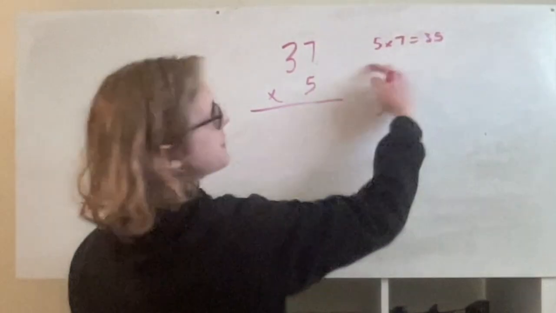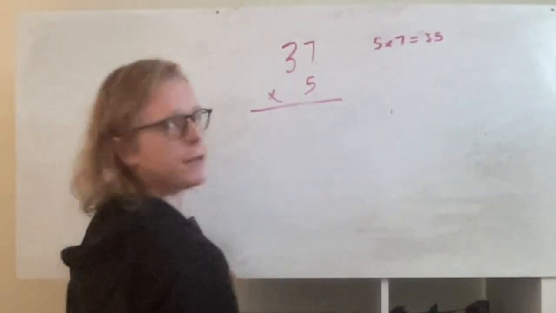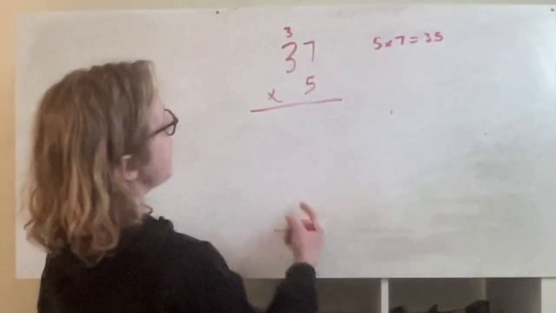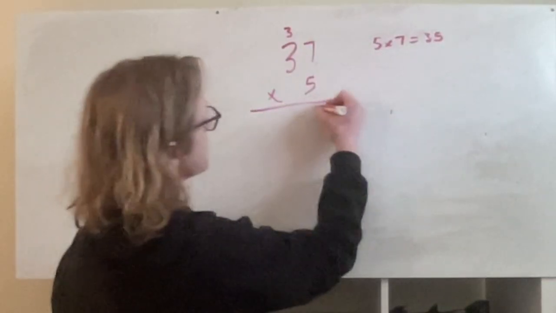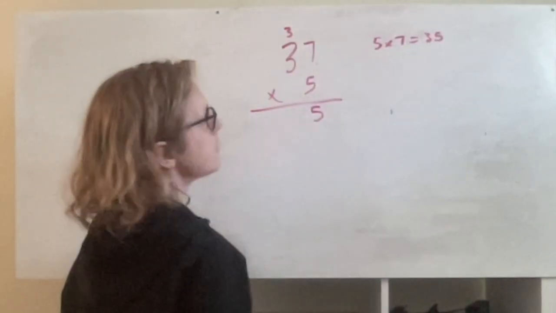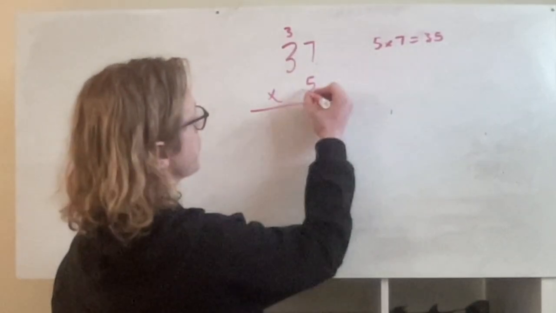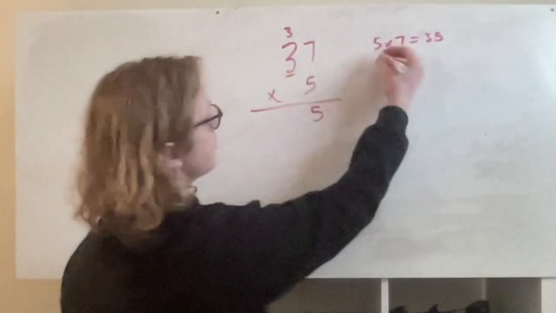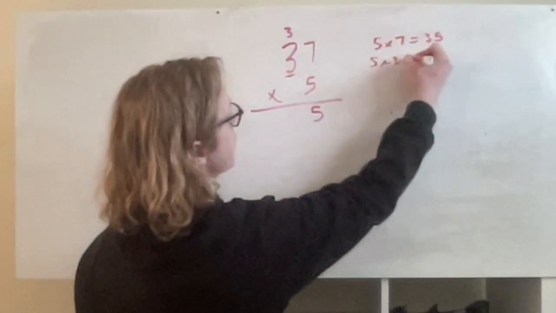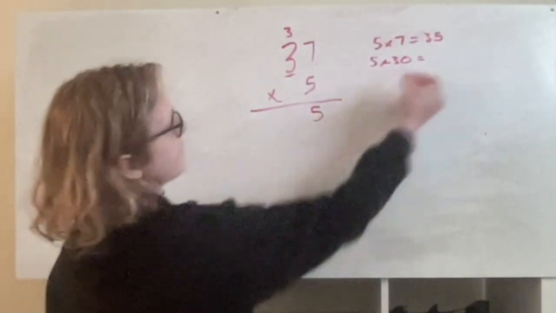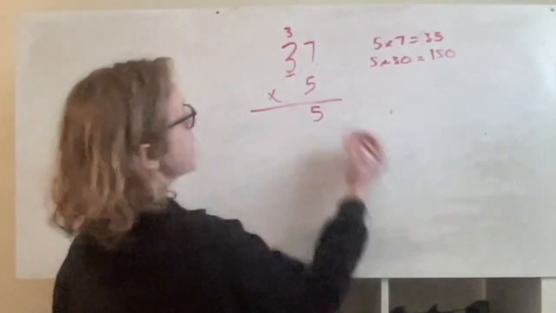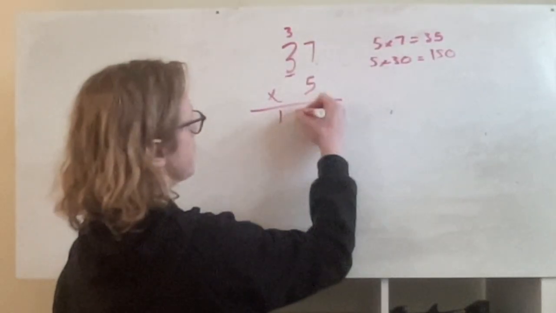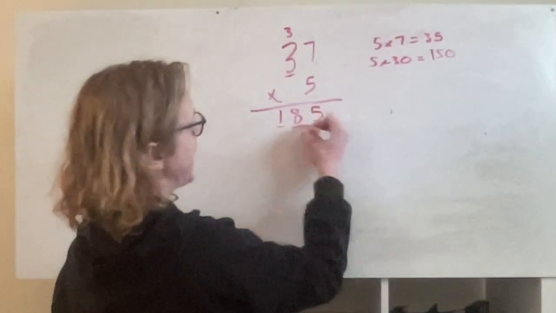We don't need to write these out. I'm just doing it for clarity. 5 times 7, the 3 from the 35 goes up here in the tens place, and the 5 goes down. Okay? And then I'm doing 5 times 3, but this is really a 30, right? 5 times 30 is 150, but I say 5 times 3 is 15, plus 3 gives me 18, okay, or 180.